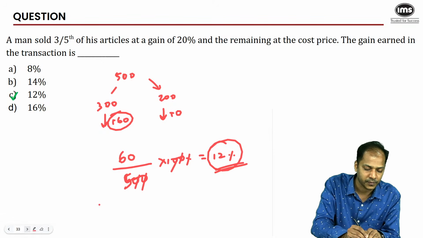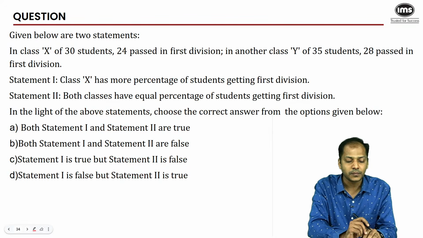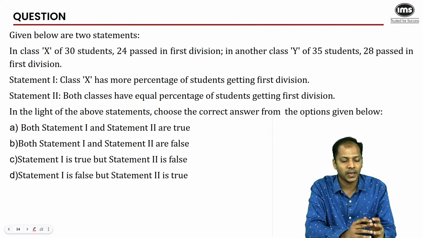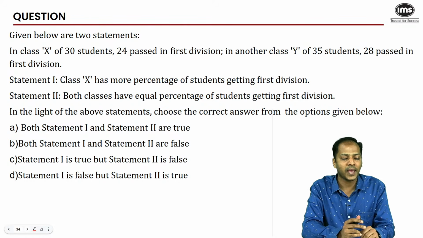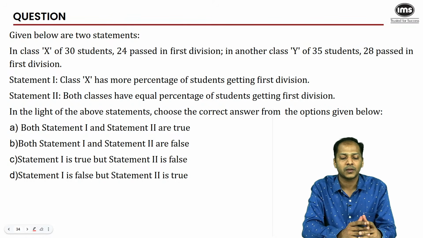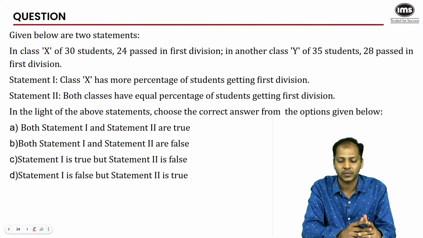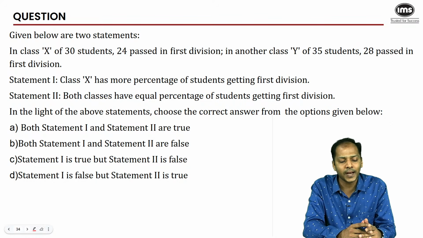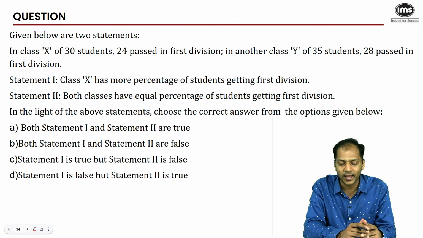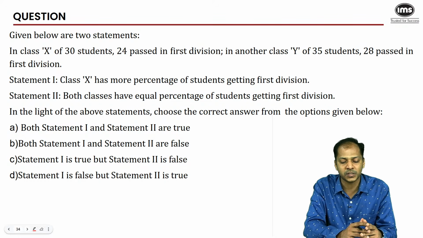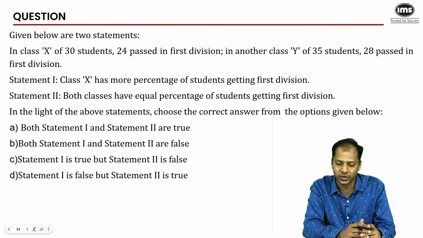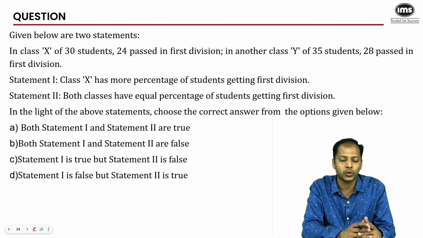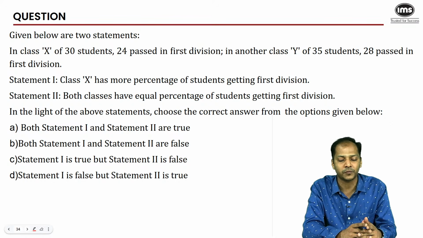So let's go ahead. In a class X of 30 students, 24 passed in first division. In another class Y of 35 students, 28 passed in first division. That is the data given to us, and then we are given two statements. Statement 1: class X has more percentage of students getting first division. Statement 2: both classes have equal percentage of students getting first division.